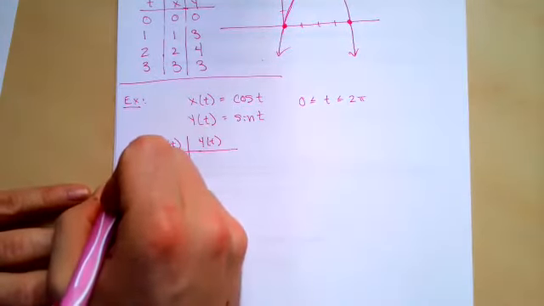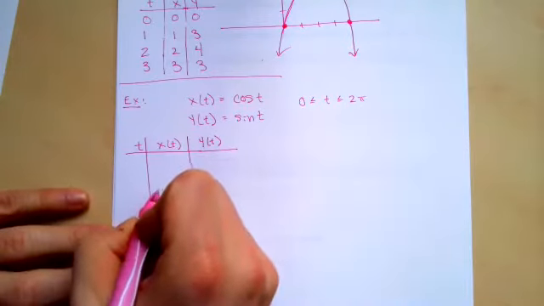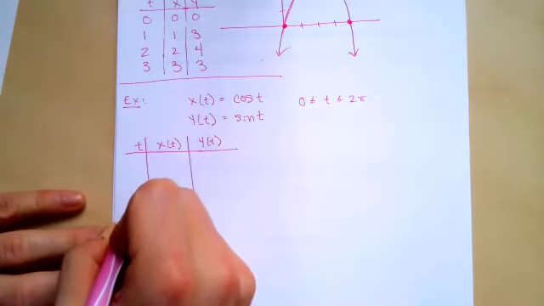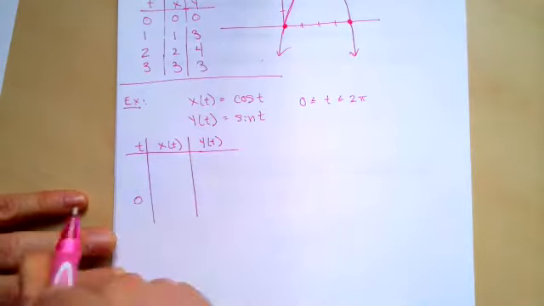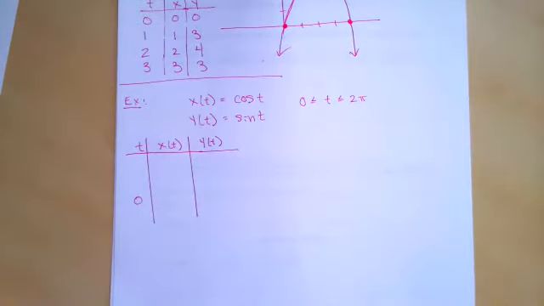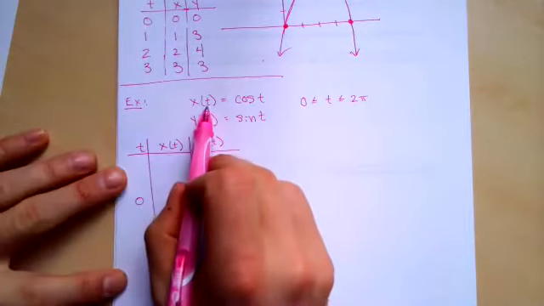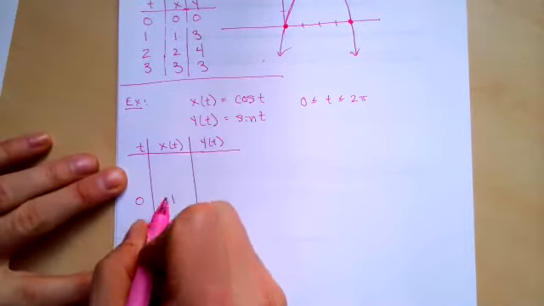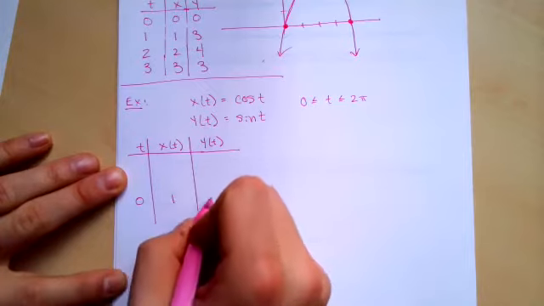And let's pick some values. Maybe we'll start, let's put 0 in the middle. We'll leave some space for some negative values we might want to check. So when t is 0, my x-coordinate is 1, and my y-coordinate is 0.